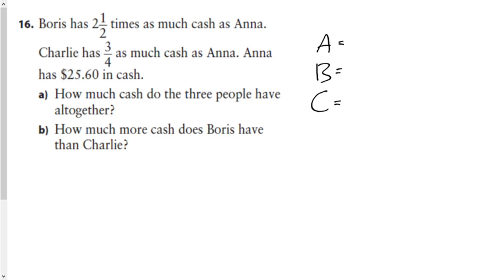That works. But if we read the question, it says Boris has 2.5 times as much cash as Anna. Charlie has 3/4 as much cash as Anna, and Anna has $25.60 in cash. How much cash do all three people have altogether? So if you did it individually, you calculate how much Anna has, you calculate how much Boris had, and you calculate how much Charlie has, and then you added them together.